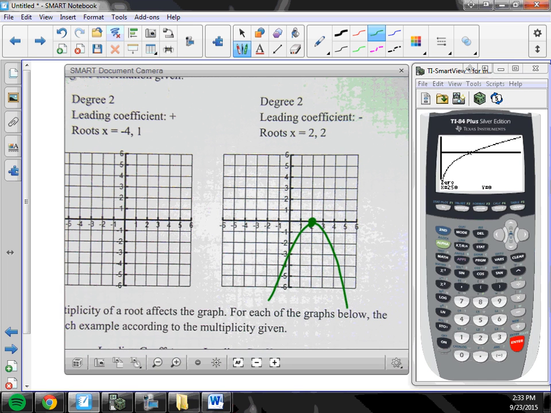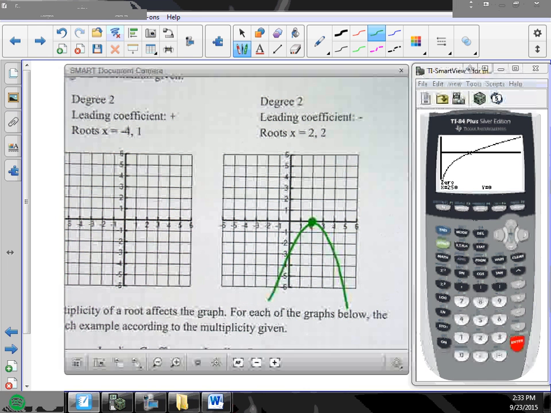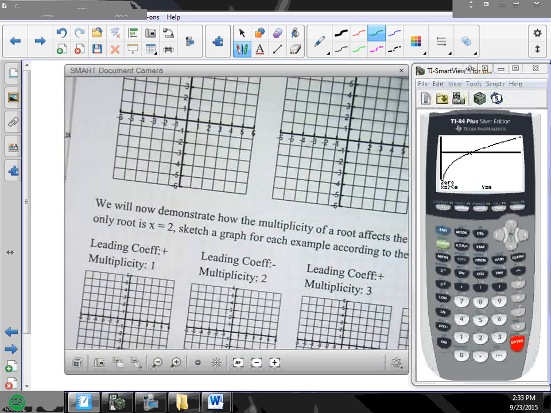Now, I want to show you what happens when you have a triple root or a quadruple root or something higher. A single root is easy. It just goes right through. A double root is easy. What does it do? It just bounces off. So let's draw an example of those.